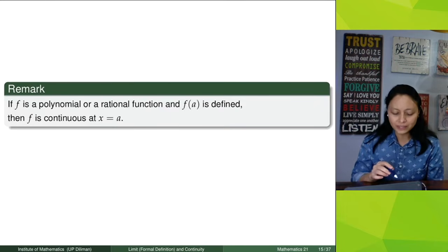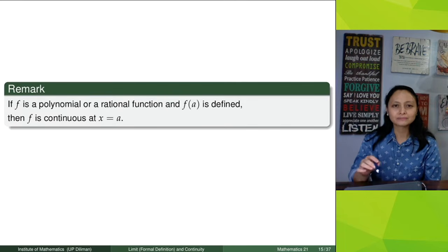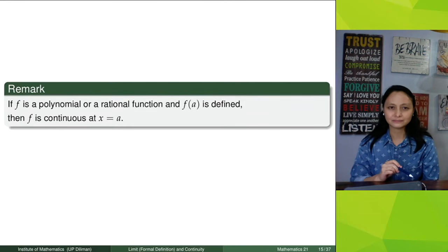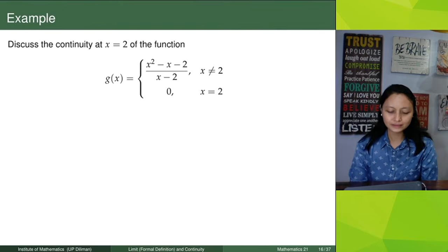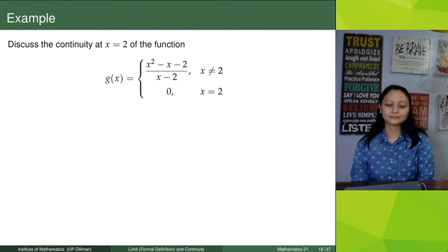So we have this remark that if f is a polynomial or a rational function and f of a is defined, then f is continuous at x equals a. So we look at another example. We want to discuss the continuity of the function at x equals 2. Okay?